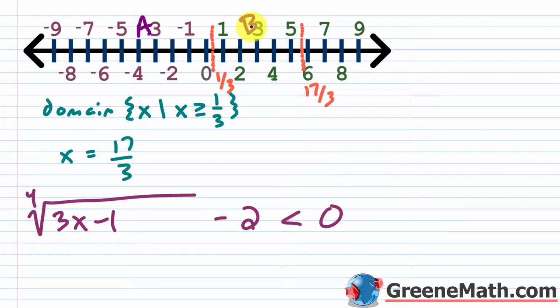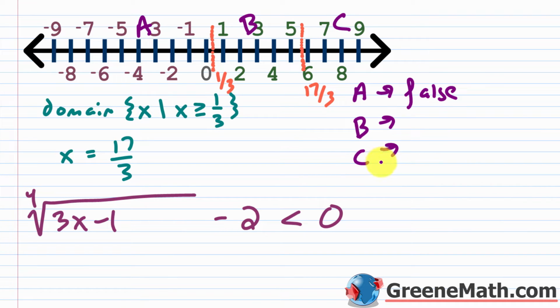Then you have B here, which is between 1/3 and 17/3. We need to test. And then we have C, which is greater than 17/3. So let me write out that we have A, we have B, and we have C. We know already that for interval A, or region A, it's automatic reject. So I'm just going to write false immediately.